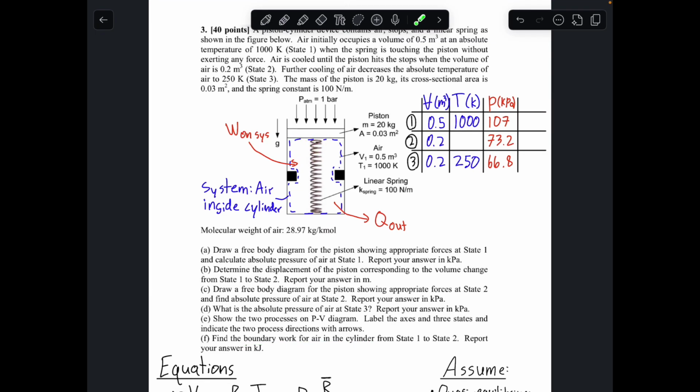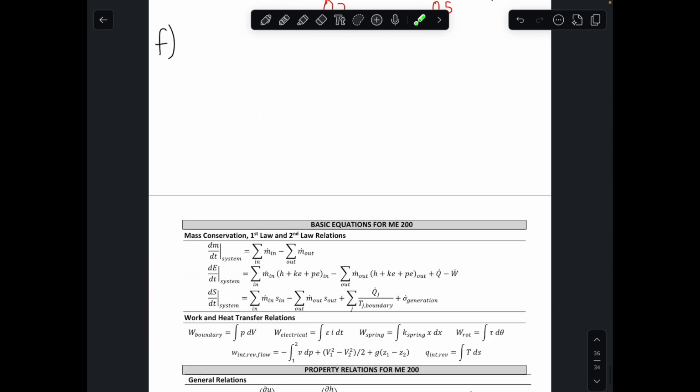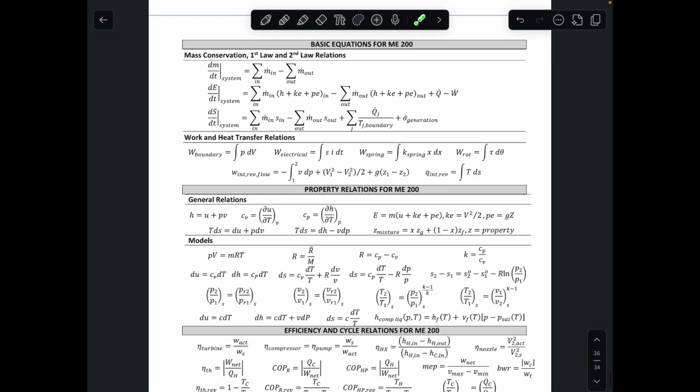And remember, we have an equation for that in our equation sheet, specifically for boundary work. So let's scroll down and look at that. So remember, this boundary work is just our PDV work. And so whenever the gas has some pressure and there's some change in volume, then we're going to have this boundary work effect, this PDV work. So this is what we are going to use.